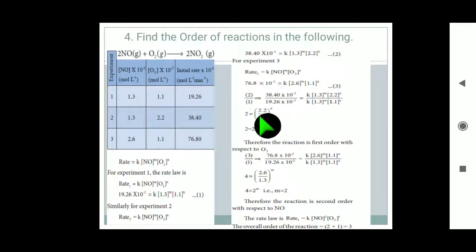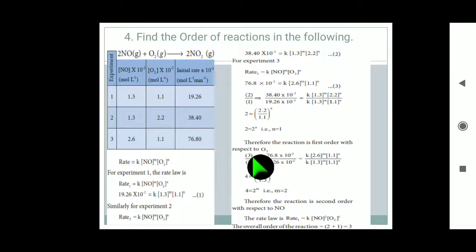2.2 divided by 1.1 means 2. So 2 equals 2 power n. 2 power 1 equals 2 power n, we can guess it. So n equals 1. So small n we can find: the small n equals 1. So m, next we should get it.